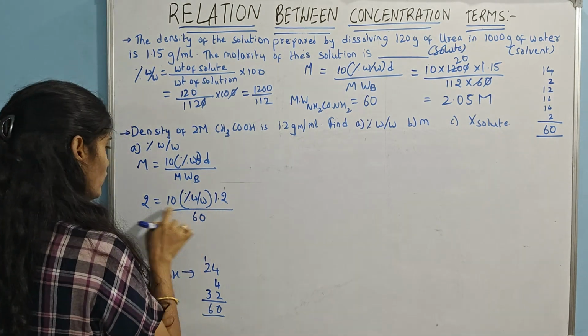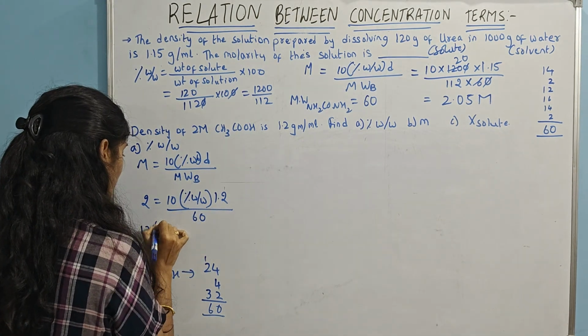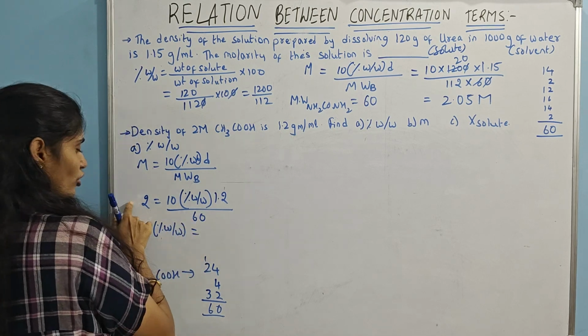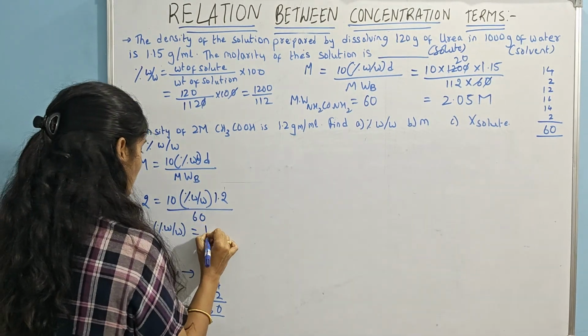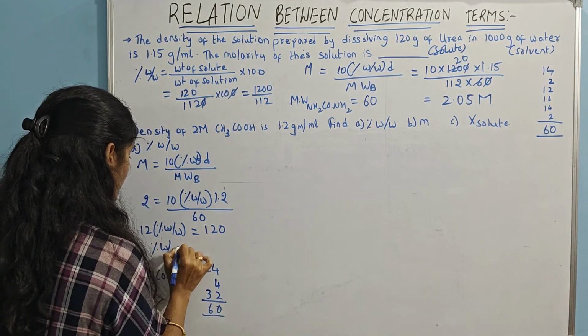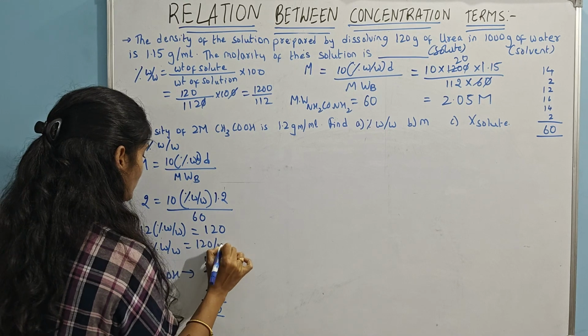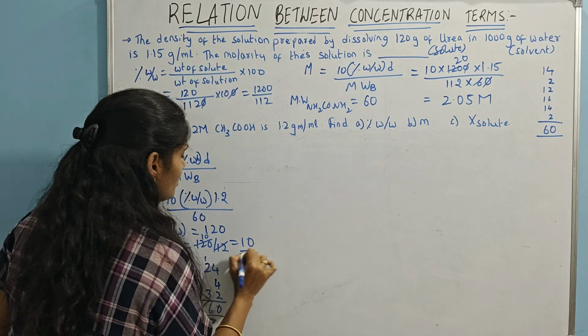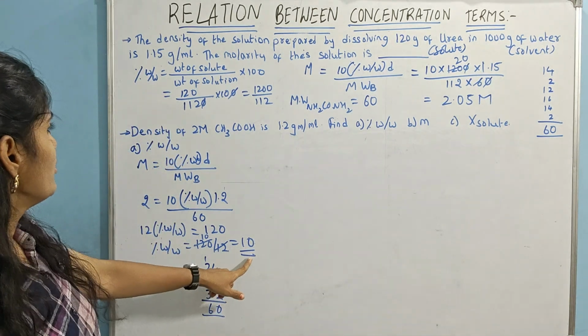Okay, so if you cross multiply, you will get 12 into percentage weight by weight is equal to, I am doing cross multiplication here, so it will be equal to 120. So percentage weight by weight is equal to 120 divided by 12. So what will be the percentage weight by weight here? 10.